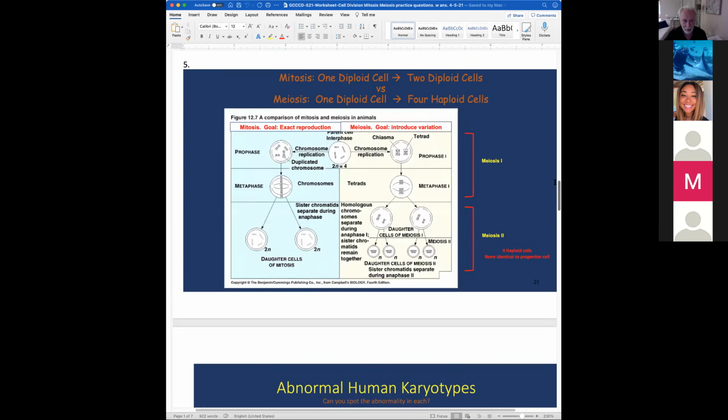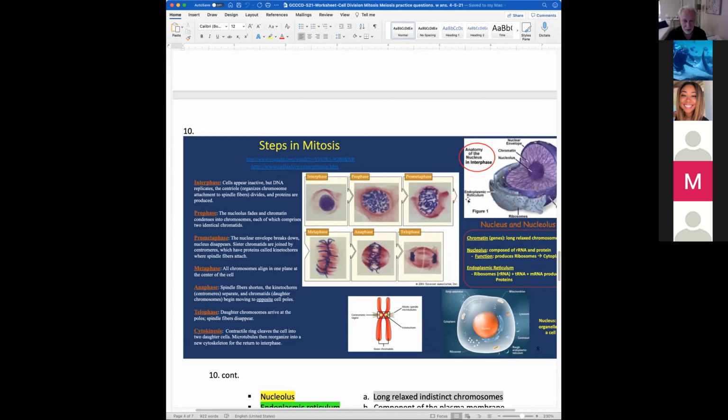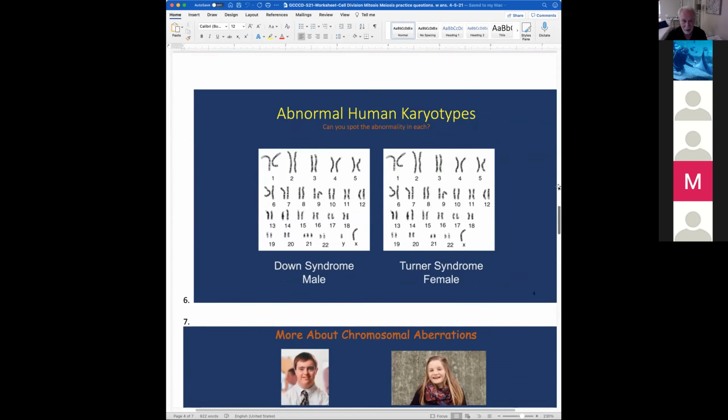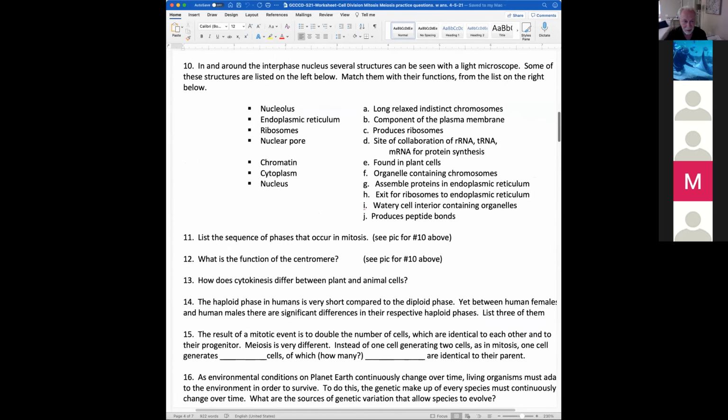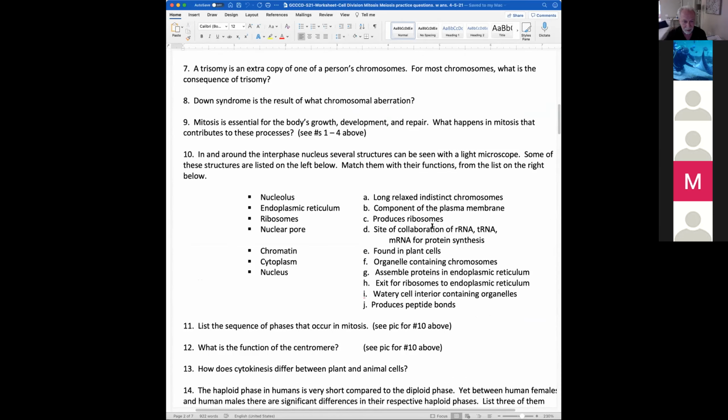Let me prompt your memory. Here's a nucleolus. What does it do? It composes RNA, produces a type of RNA, ribosomal RNA. So it's number C here. Nucleolus produces ribosomes.